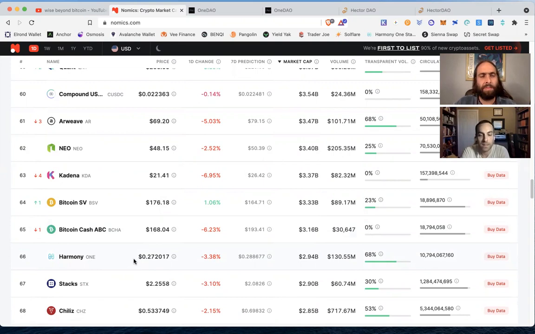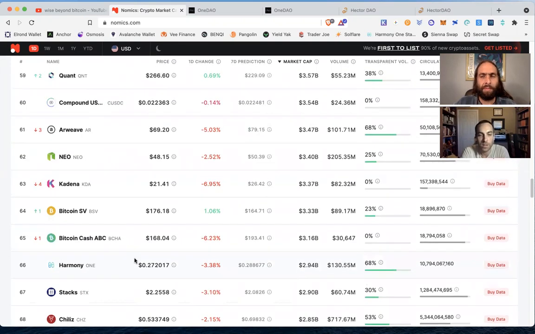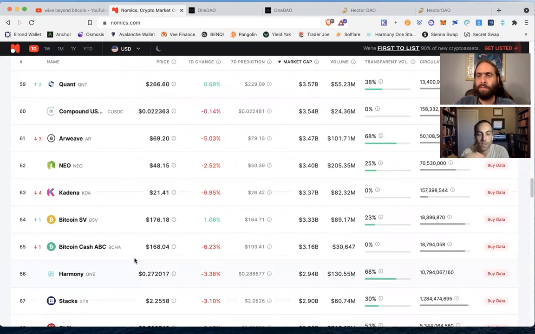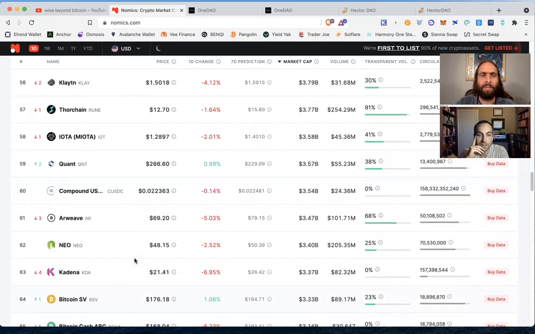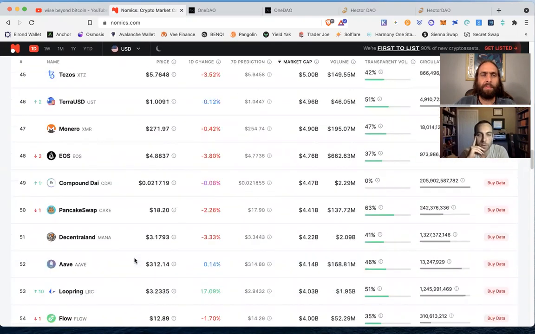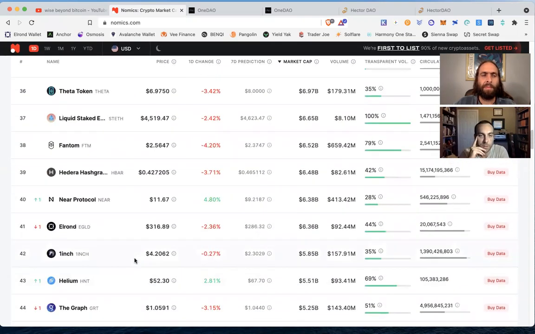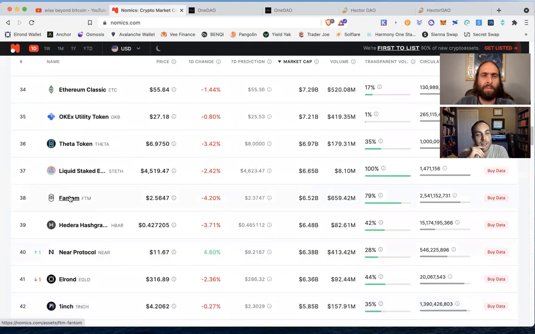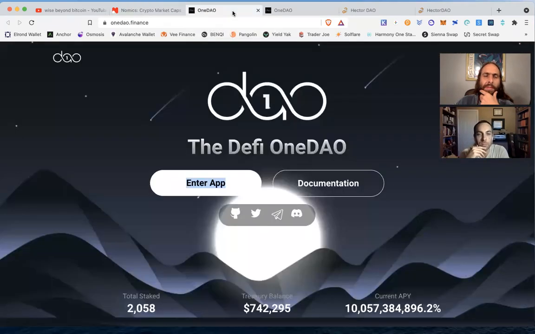We mentioned one is a Harmony One reserve currency, a DAO reserve currency protocol that's coming, but it hasn't launched yet, and you can only really find it through Medium articles. There's not even a website at the moment. The other chain we're going to talk about in a minute is Fantom and another DAO reserve currency on that chain. But before we get to that, we wanted to go back to Harmony and bring your attention to OneDAO.finance.